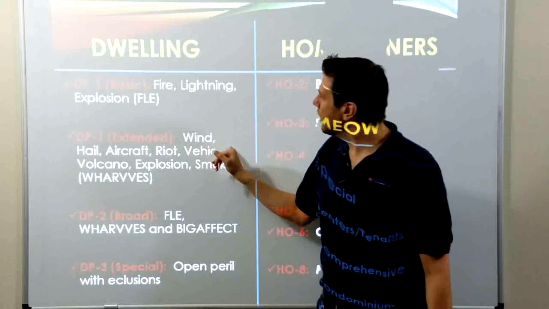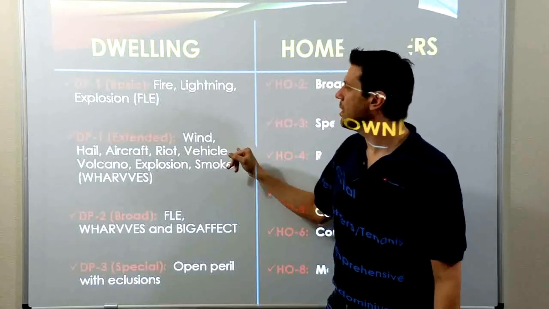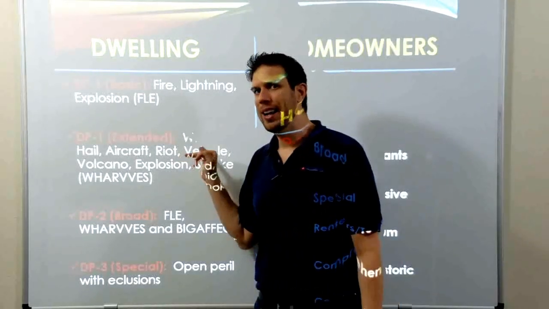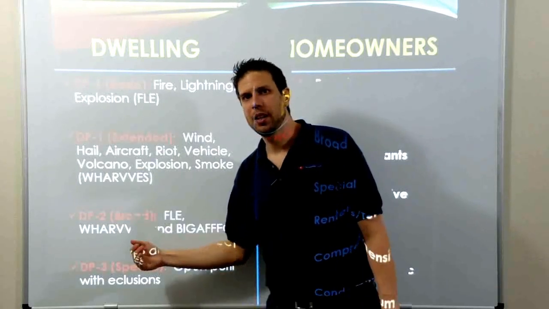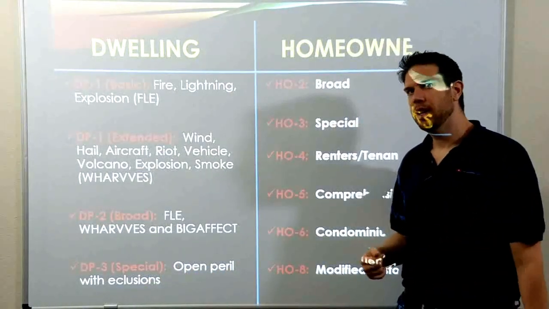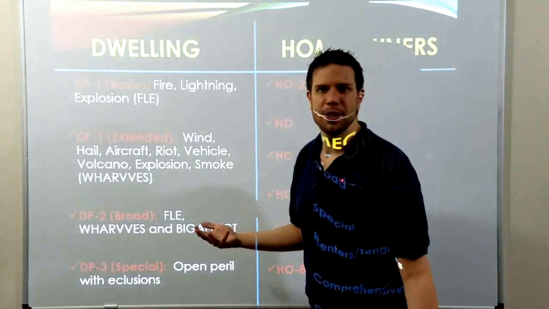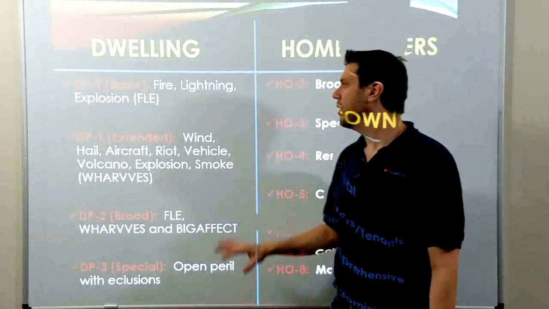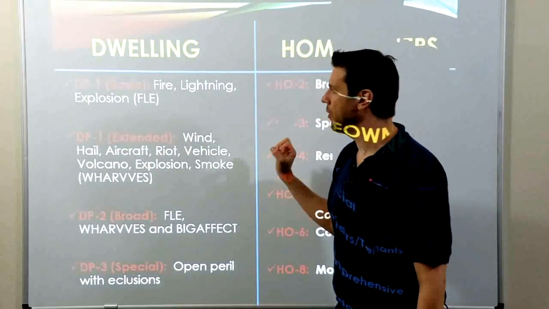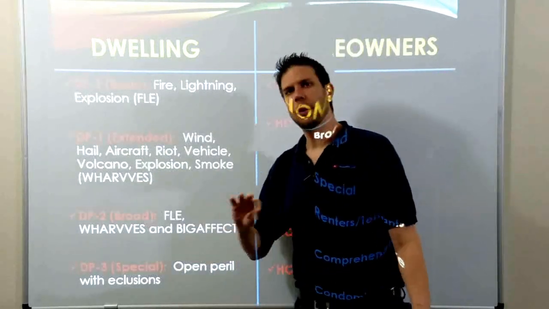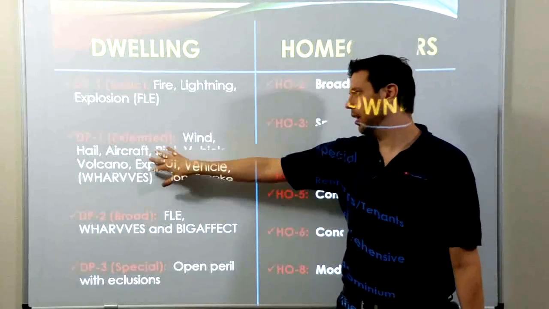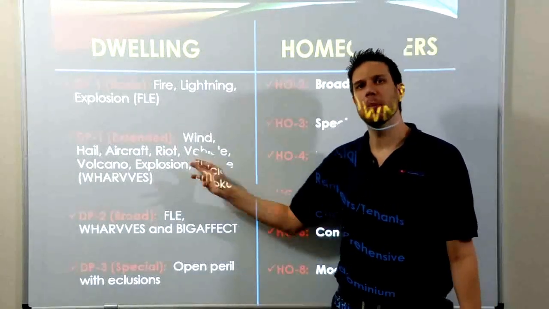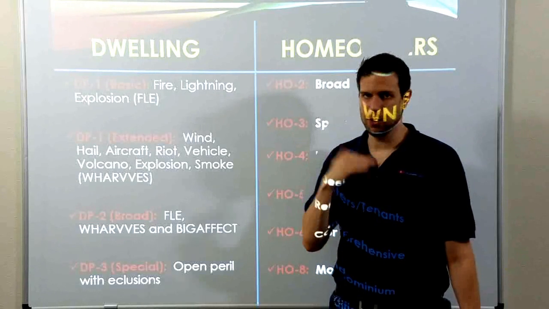The DP1 extended perils covers if a vehicle not owned by you hits your house. So like if your neighbor drinks too much and then runs his car through your house, the DP1 extended perils will cover it if their vehicle hits your house. But if your 16-year-old daughter hits your house, then the DP1 extended perils will not cover that.